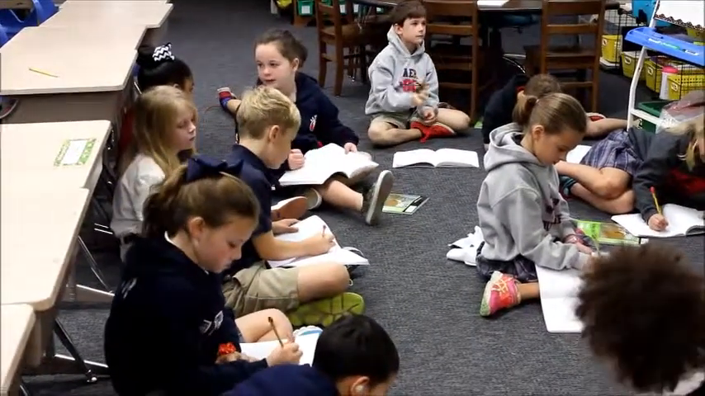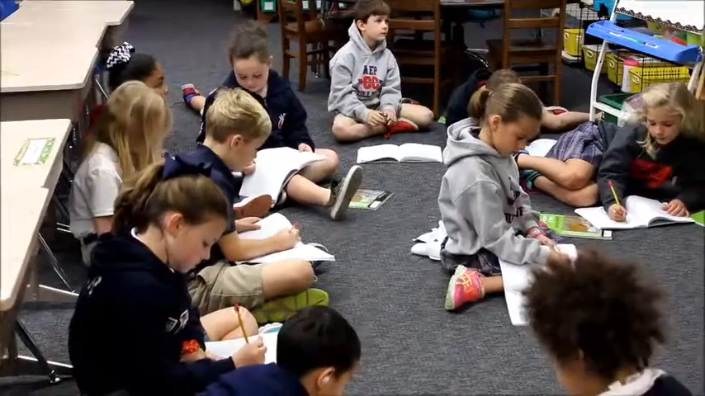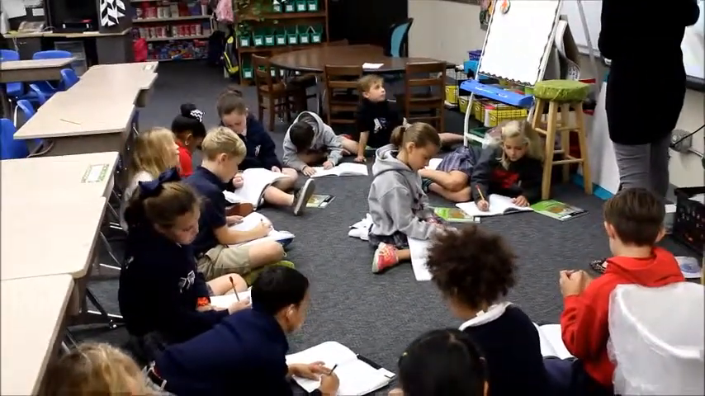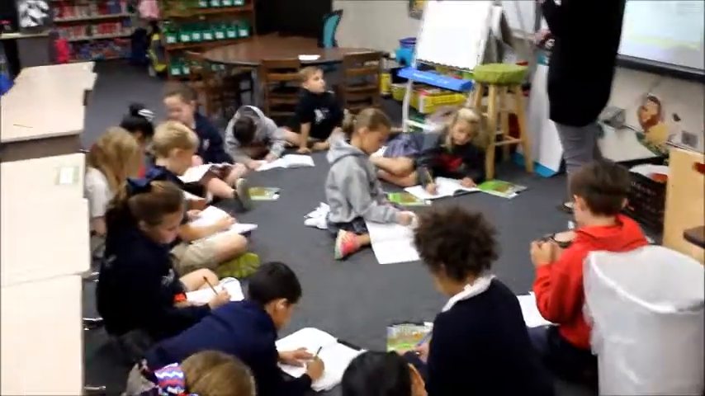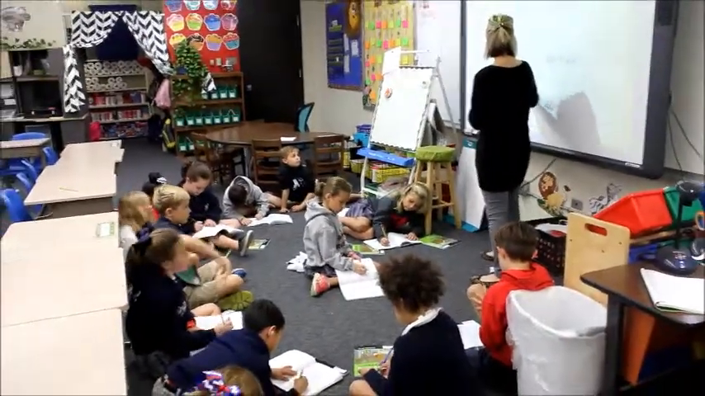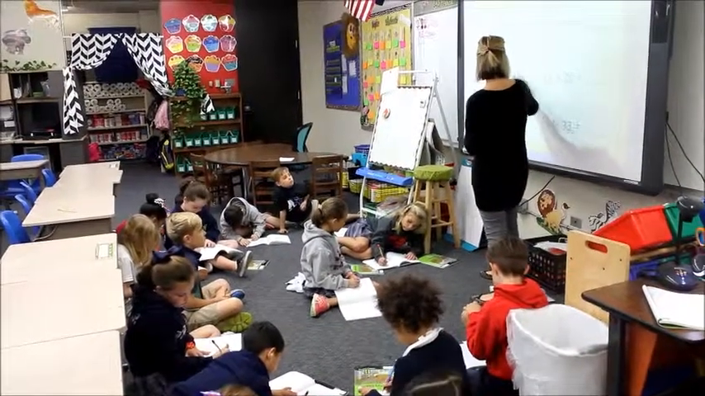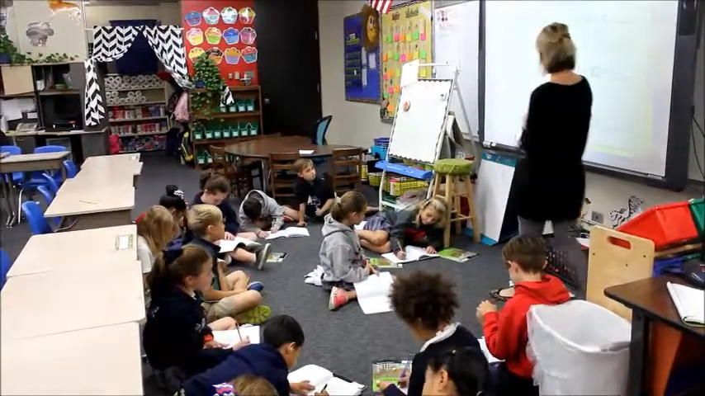Okay, so if we do 60, how many 10s do we first need to add? 2. So we have 2 10s, so that's plus 20. 60 and 20 make 80. And then 80 and 2 more make 82. So your answer is 82.